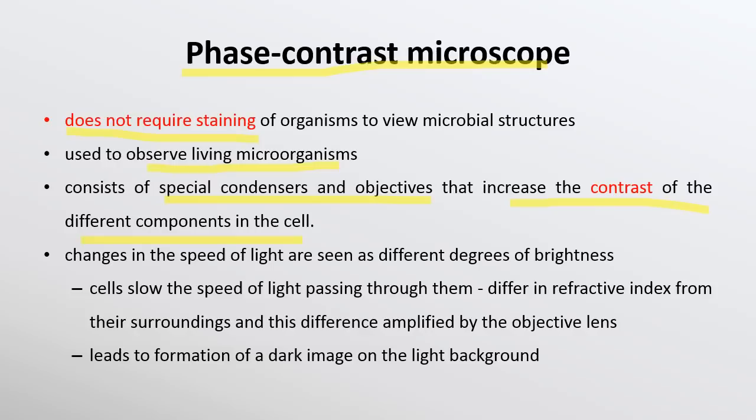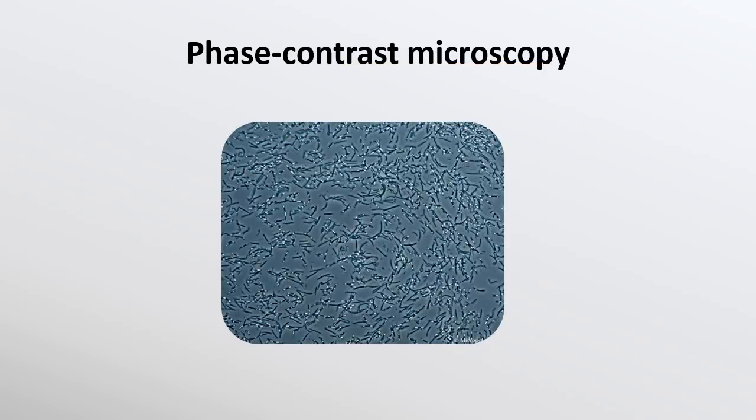What happens is that when the light passes through the cells, the light is slowed down by the different refractive index of the cells, and this difference in the refractive index is amplified by the objective lens. This leads to the formation of a dark image on a light background. So this is an example of an image from phase contrast microscopy. The cells look darker against the lighter background.